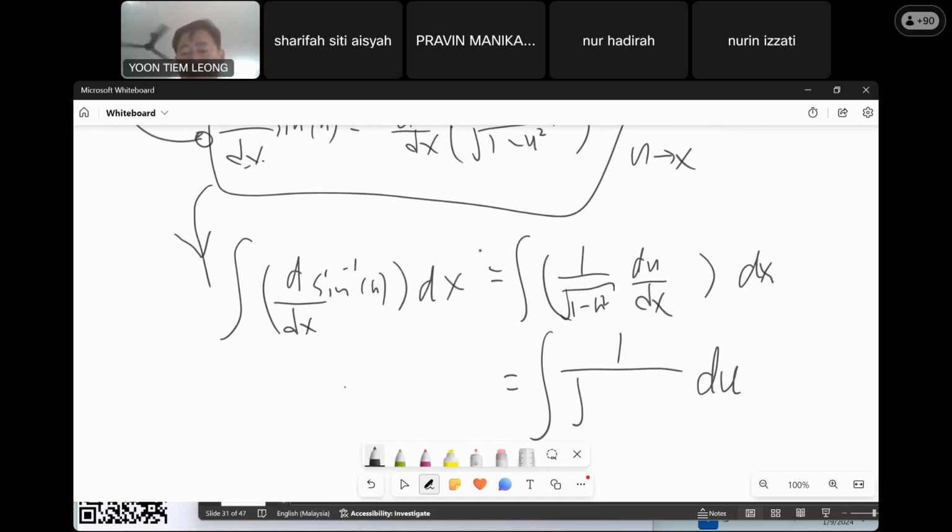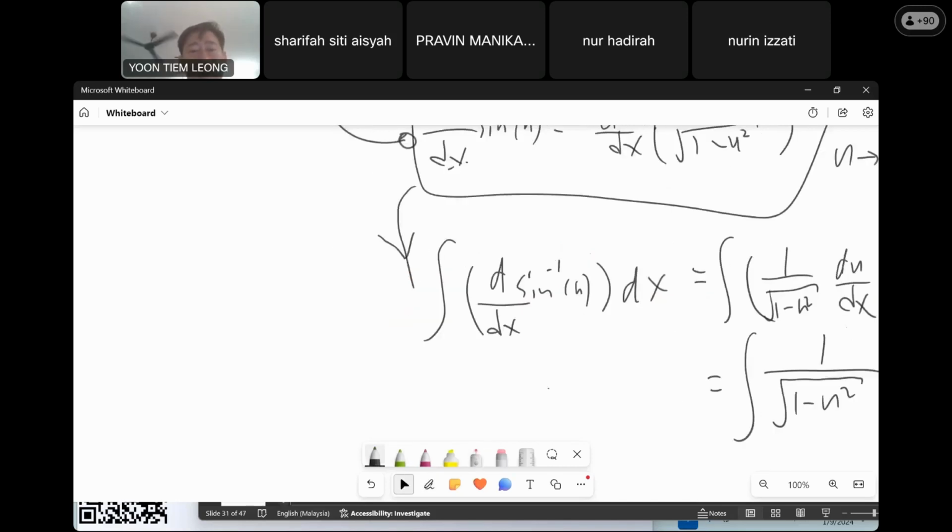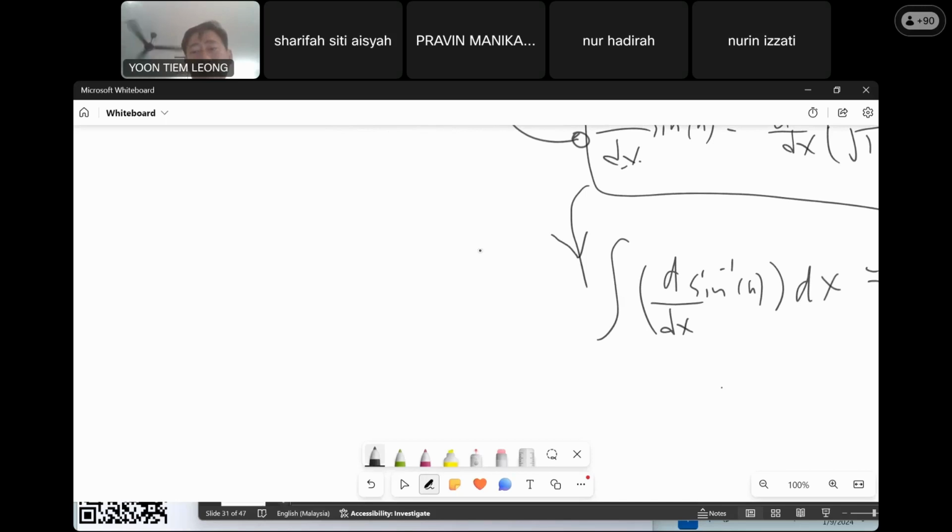So I have this relationship, 1 over square root of 1 minus u squared in the integration. And then I'm looking at the right hand side here. What is d/dx of arcsine of u? This could be understood as a process of taking the differentiation and then integrating it again. Let me explain what I mean by that. Initially you have a function u, then the u is taken to the arcsine. Let me write this again.